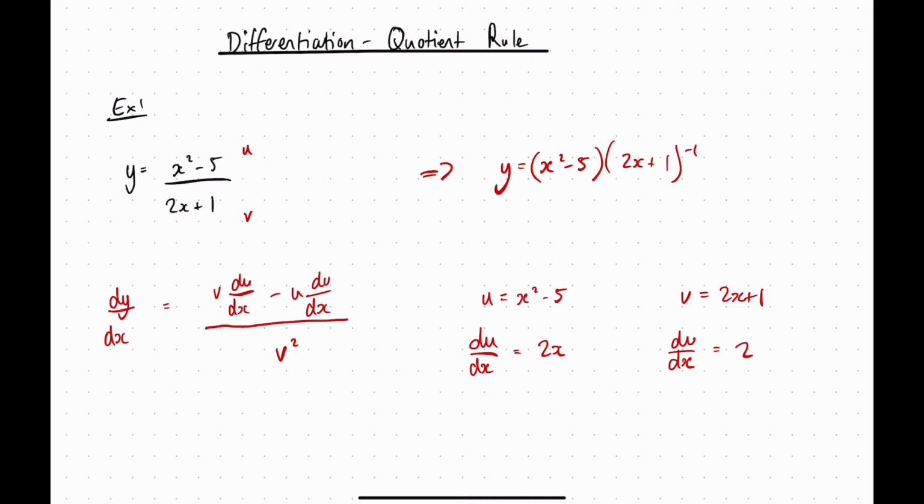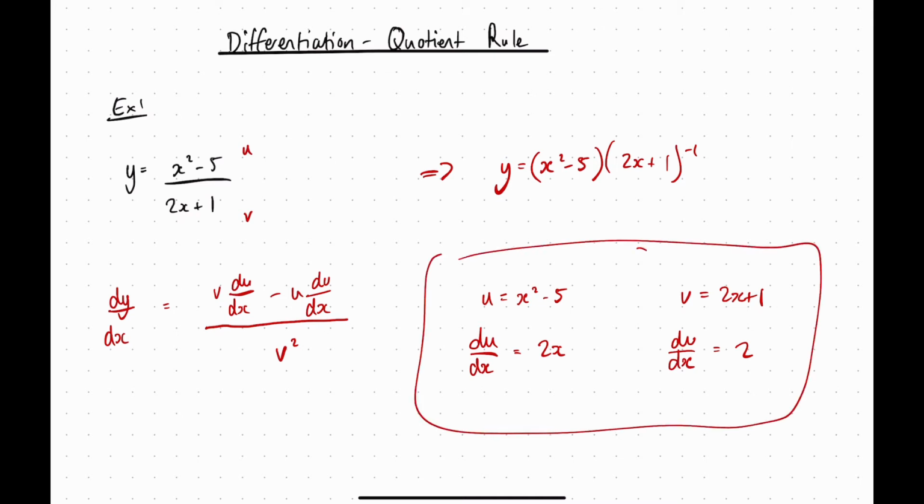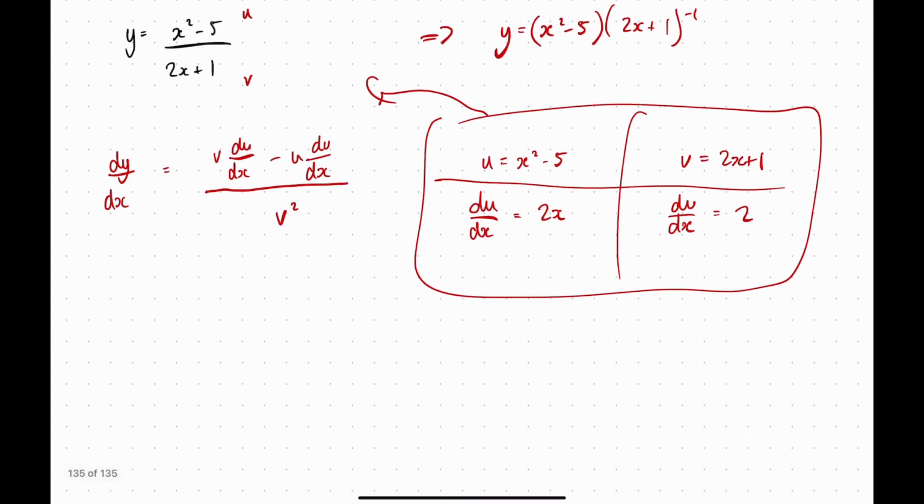And then just applying these four different versions into this form gives us dy by dx is equal to v, which is 2x plus 1, times du dx, which is just 2x, minus u, which is x squared minus 5, times dv dx, which is 2, all over v squared, which is 2x plus 1 squared. Okay?